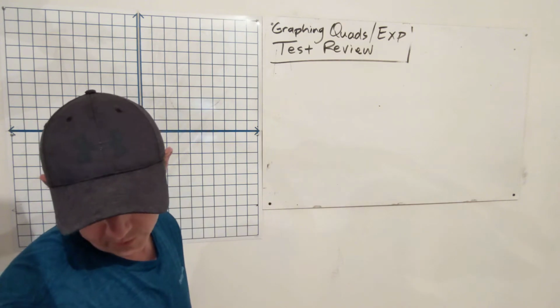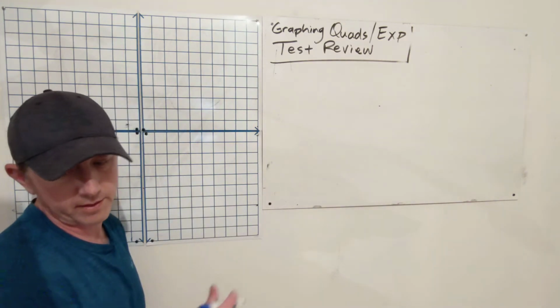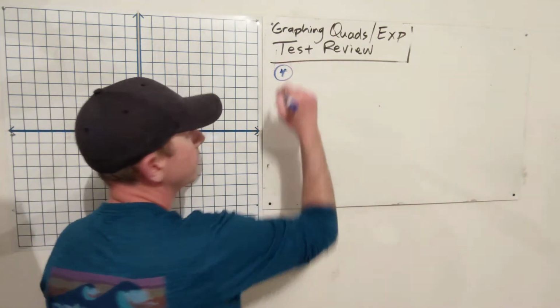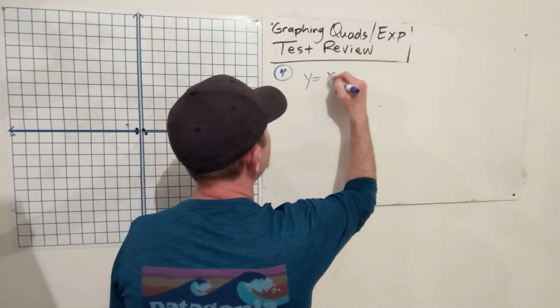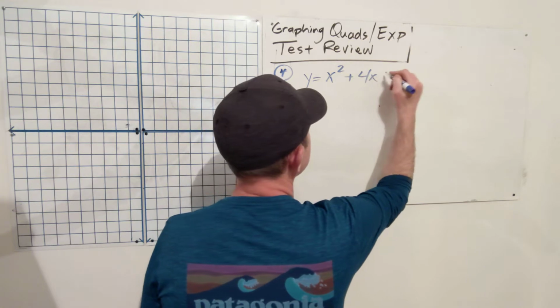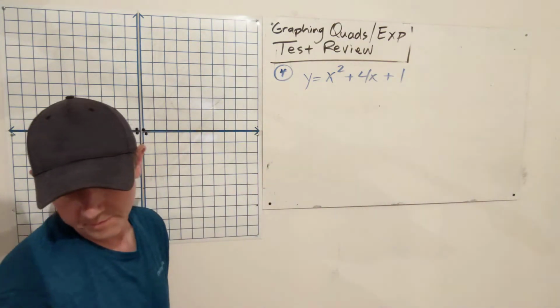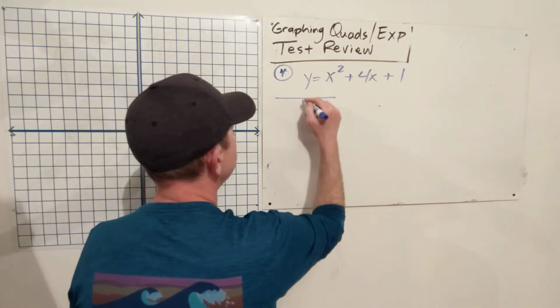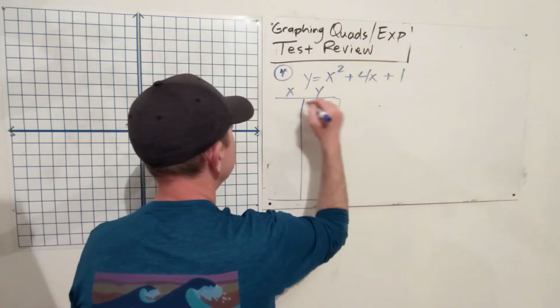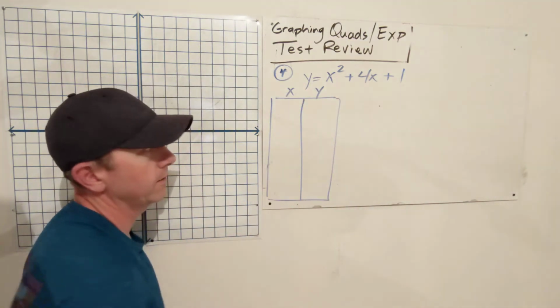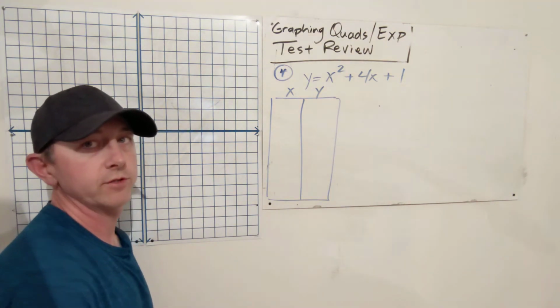Okay, number 4 says to fill out the table. So for number 4, we're going to fill out the table. Here we go. Y equals x squared plus 4x plus 1, I believe. All right, so this one is actually probably going to be about the most amount of work you have to do on one of these. Now we don't know what we're going to use for x values just yet.